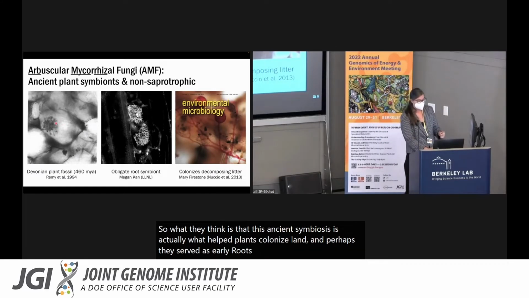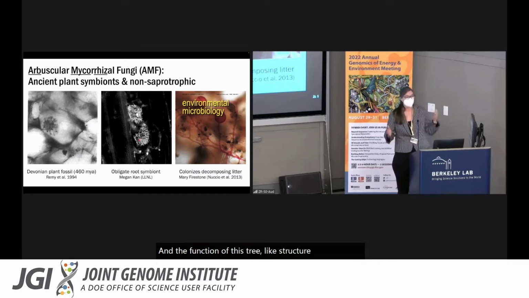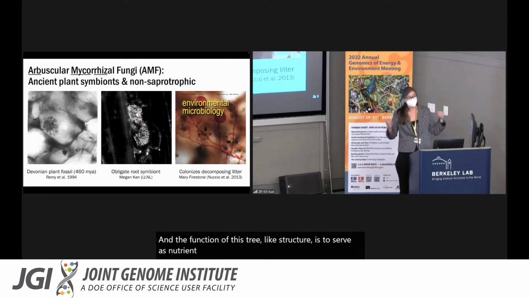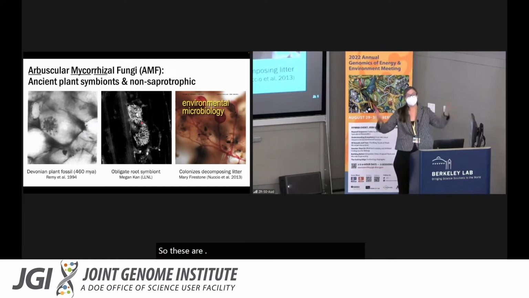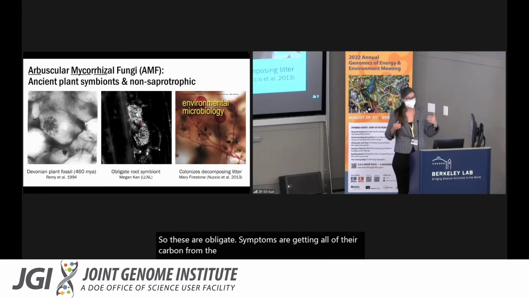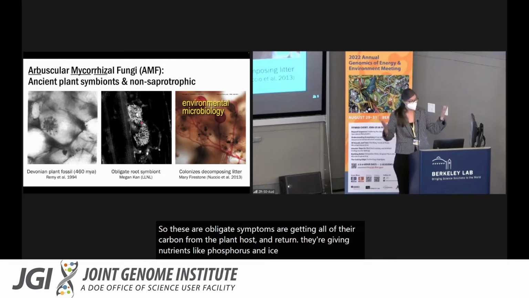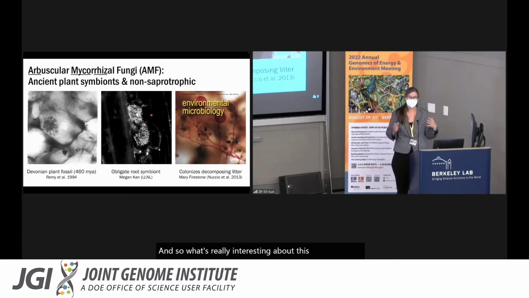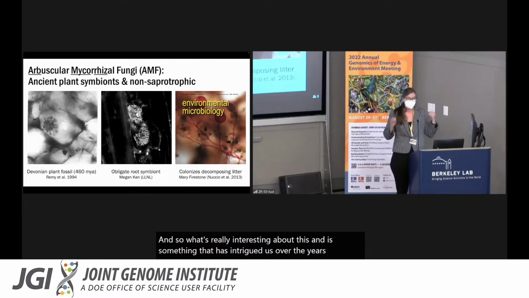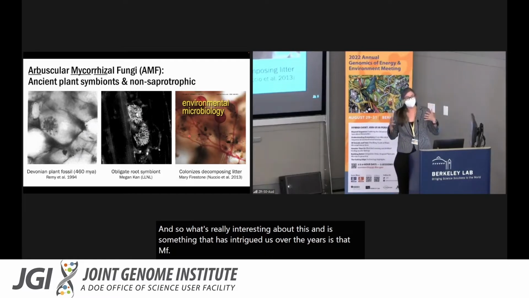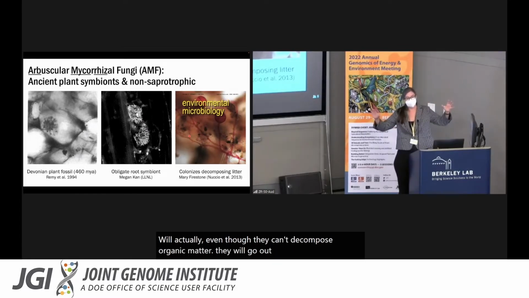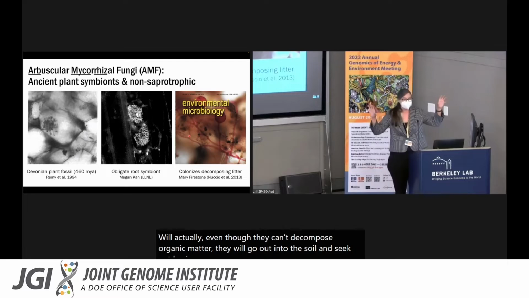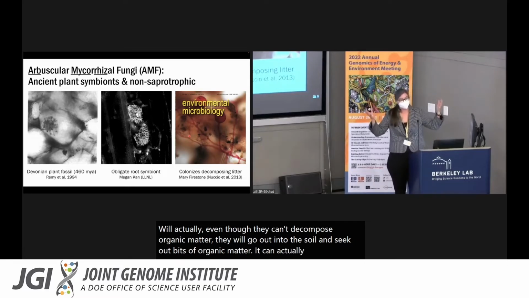The function of this tree-like structure is to serve as nutrient exchange between the plant host and the fungal symbiont. So these are obligate symbionts. They're getting all of their carbon from the plant host. In return, they're giving nutrients like phosphorus and nitrogen back to the plant. What's really interesting about this, and it's something that has intrigued us over the years, is that AMF, even though they can't decompose organic matter, will go out into the soil and seek out bits of organic matter and can actually accelerate its decomposition.